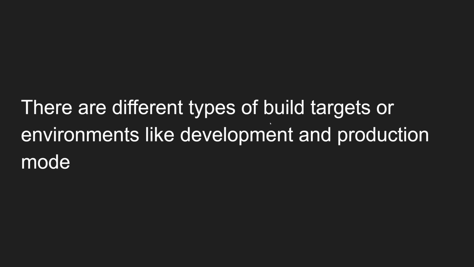There are different types of build targets or environments available in the Angular CLI. The build targets or environments are development and production mode. These are the two environments that are available in the Angular CLI. So what is development and what is production mode? Let's try to see it.